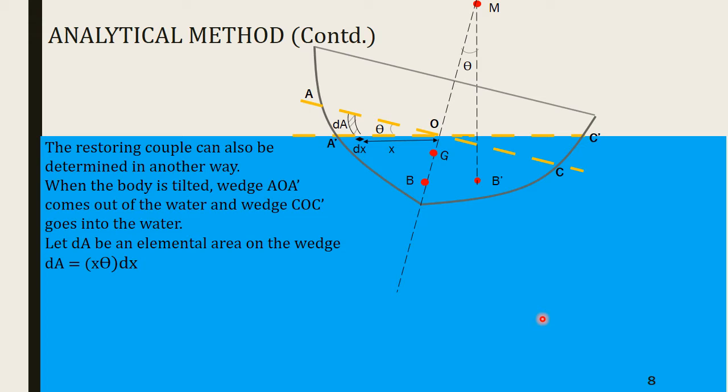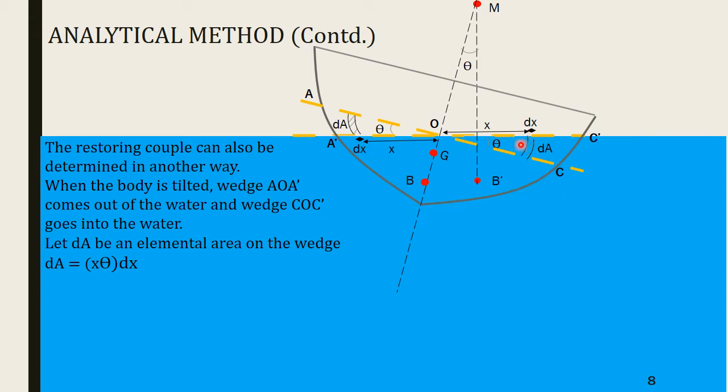Now dA is given by x into theta, which is the arc length, into dx. So x theta into dx is the value of dA. The same thing that I have drawn in wedge AOA dash has come in wedge COC dash also. This is dA, this is theta, this is x and this is dx.